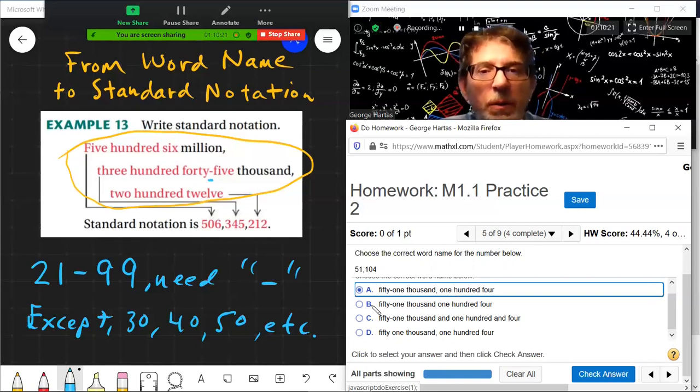Let's keep going. Let's see why the others don't work. We have the word, I see no comma here, so that's out. I see the word and here, that's out. And here there's no dash like there is here.